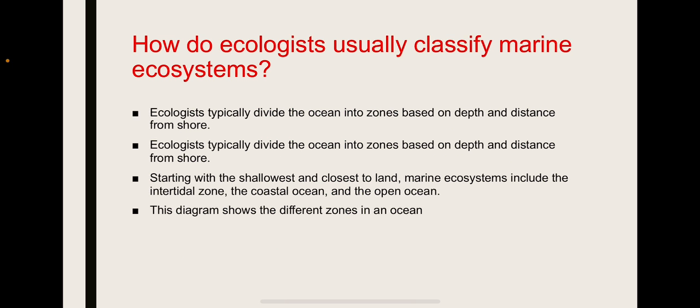Ecologists divide the ocean into zones based on the depth and distance from the shore, starting from the shallowest and the closest to land. Marine ecosystems include the intertidal zone, the coastal ocean, and the open ocean. The diagram shows the different zones in an ocean.